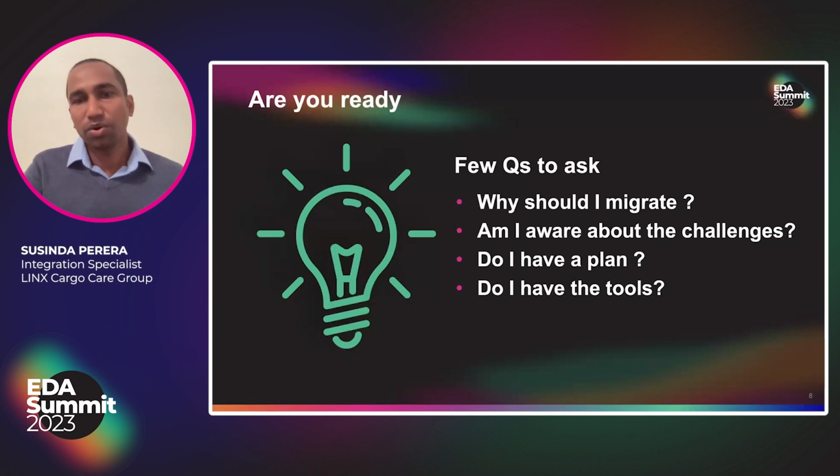The next most important thing to ask is, do I have a plan? This includes a detailed roadmap, a timeline, resource allocation, risk assessment, and contingency plans. A comprehensive plan here can help you in managing the migration process efficiently, reducing risk and smoothing the transition.